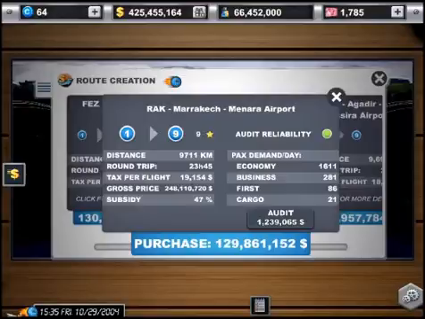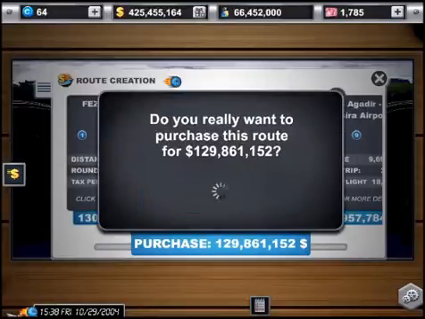Let's try to remember these numbers. 1,611 economy and 281 business, 86 first, and 21 tons of cargo. I'm writing it down, but I'll come back to it later. So I'm going to purchase this now. You'll notice this is a $130 million purchase. So it's starting to get kind of expensive to buy these airports as my subsidy percentage is going down. So we'll buy this for $130 million.